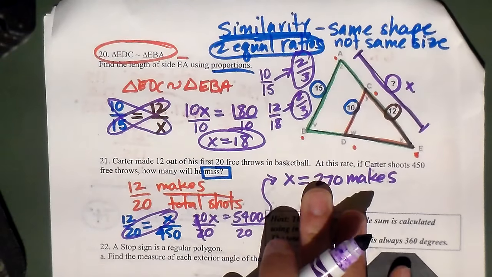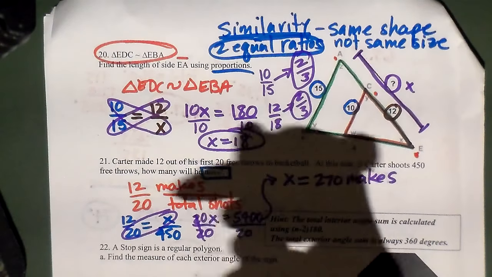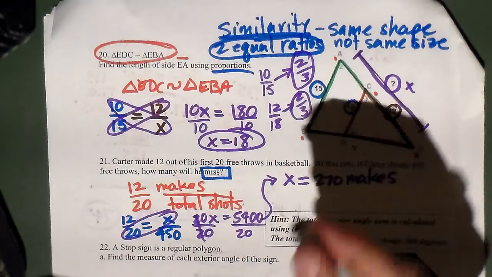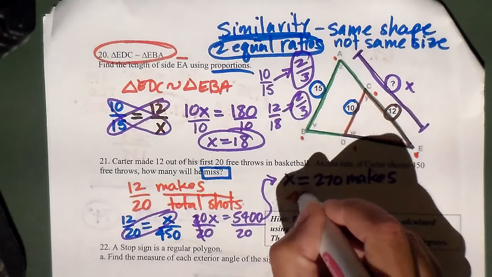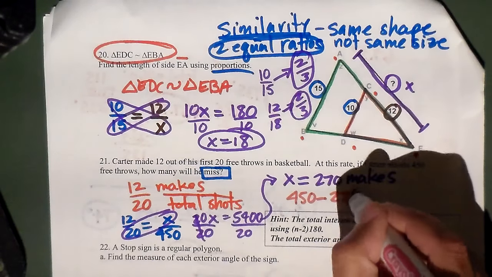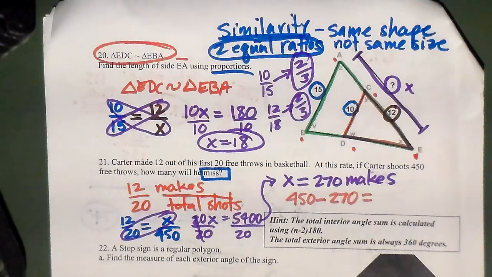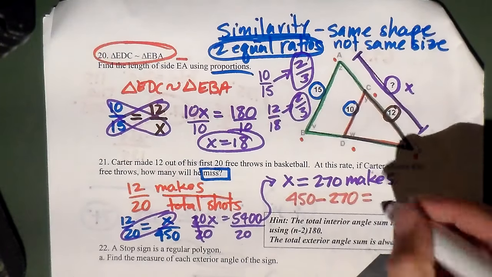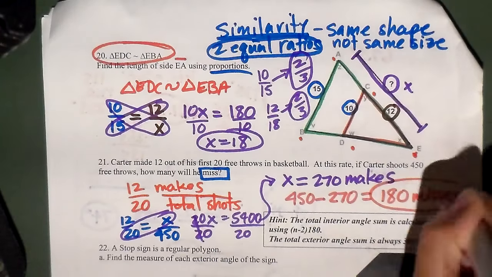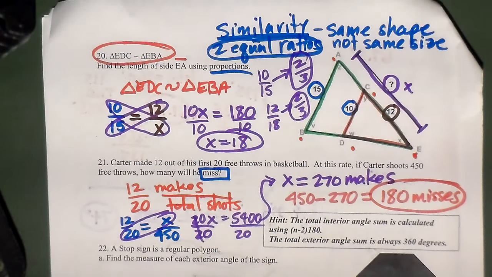So how many is he going to miss? Because the question is asking how many he's going to miss. So I'm going to take the 450 shots that he's going to take and subtract the 270 that he's going to make, and that will tell me how many he's going to miss. So he's actually going to miss 180 shots. The key on this is that you don't get mixed up, because a lot of people assume it's asking how many he's going to make. It's asking how many he's going to miss.